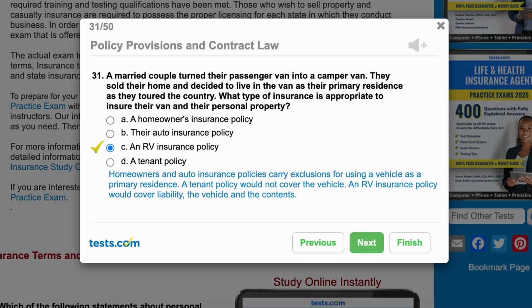Homeowners and auto insurance policies carry exclusions for using a vehicle as a primary residence. A tenant policy would not cover the vehicle. An RV insurance policy would cover liability, the vehicle, and the contents.